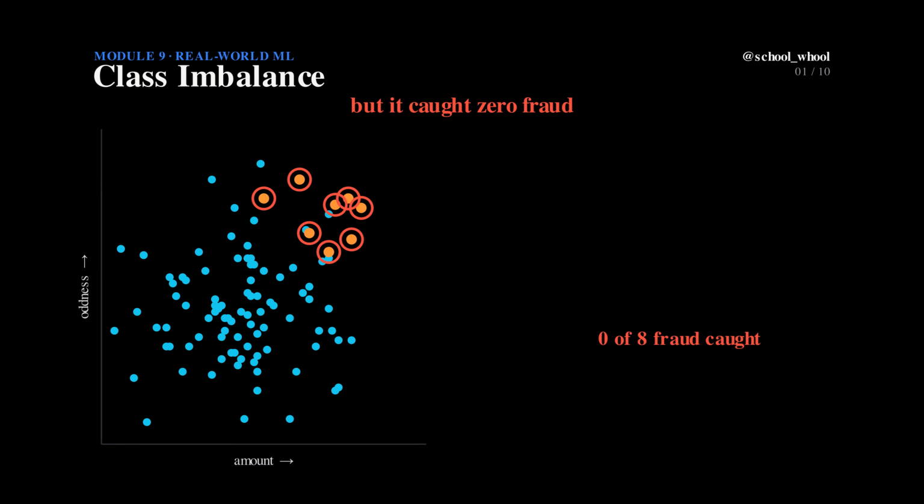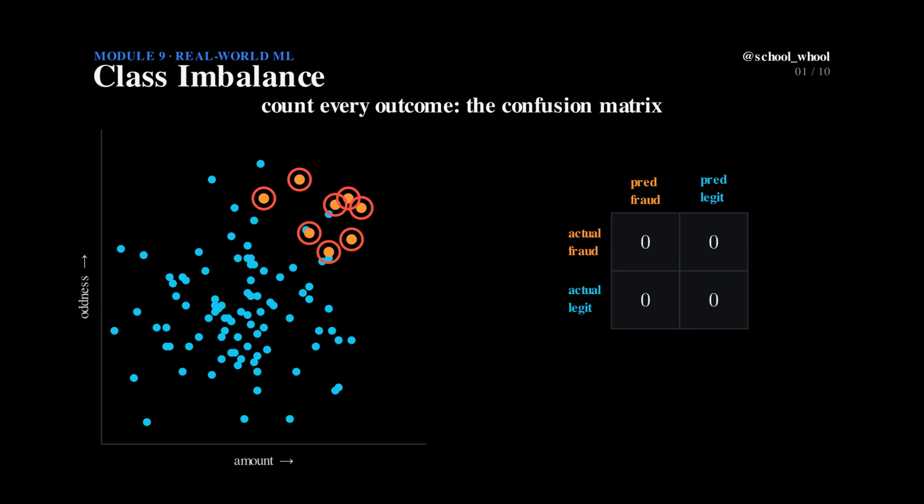To see the whole story, we count every outcome in a small table called the confusion matrix. The rows are the truth, the columns are the model's guess. The lazy model called everything legit, so 92 real legit transactions land here, correctly labeled. All 8 frauds land here, predicted legit, but actually fraud. The caught fraud cell stays at 0.